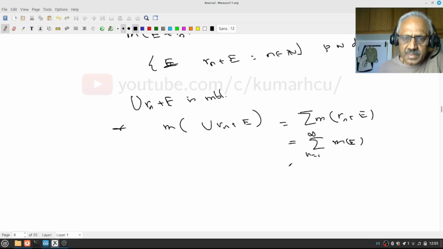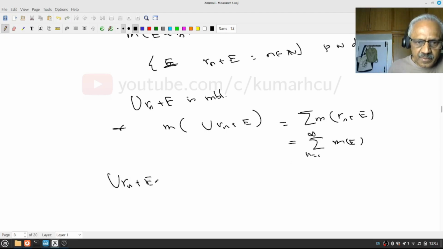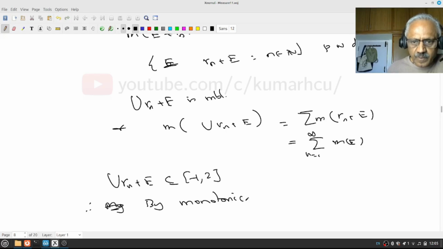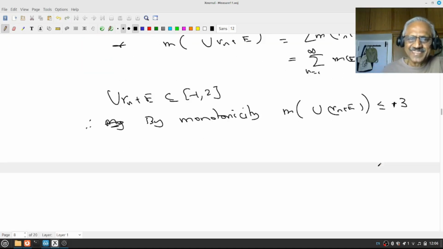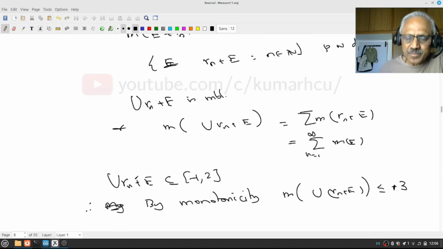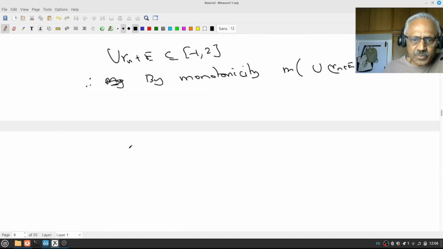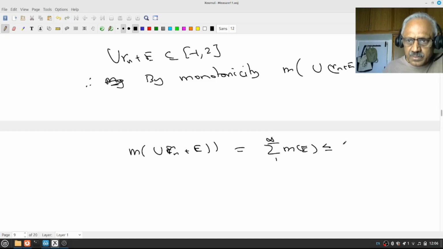Is that clear? Right. Now the union of Rn plus E, we know it's already contained in minus 1 to 2. Therefore, by monotonicity, the measure of the union of Rn plus E must be less than or equal to, sorry, less than or equal to plus 3. Right? Okay. Therefore, this will be at most 3. Since the measure of the union of Rn plus E equals the summation of the measure of E from 1 to infinity, this should be less than or equal to 3.